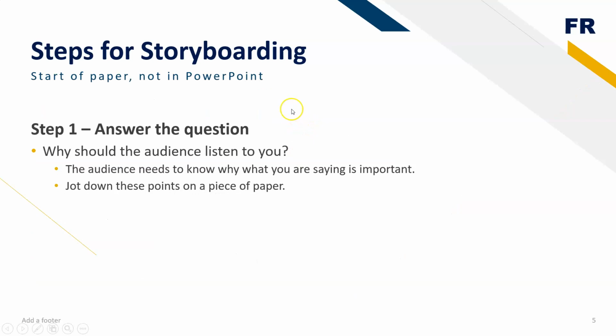So, steps for storyboarding. Step one, you need to answer this question, and it also says here start with paper. Shouldn't say of paper. I apologise. I should say start on paper, not in PowerPoint. So, what is the question? The question is, why should the audience listen to you?